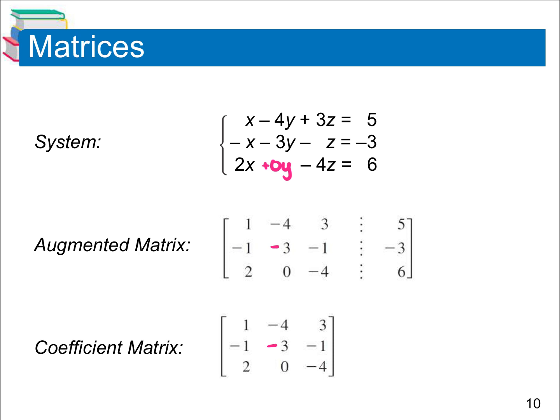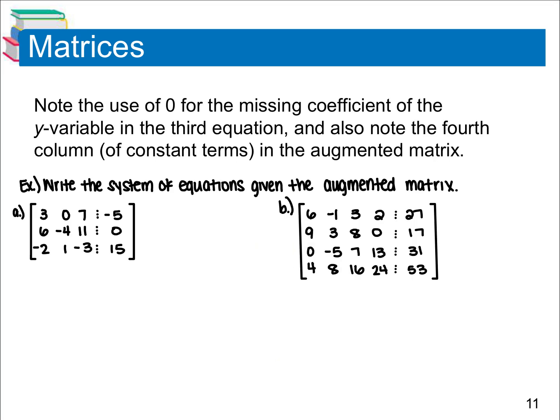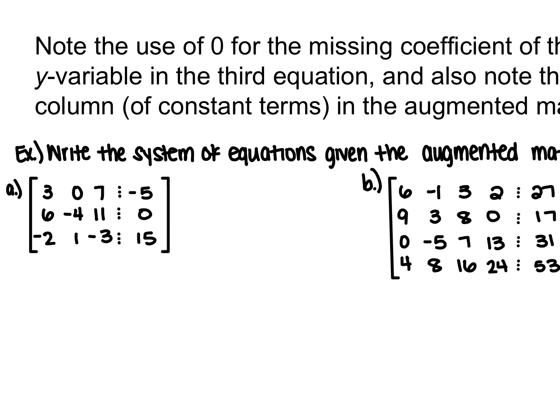If we look at some examples, we're going to write the system of equations given the augmented matrix. So, for example A, we have 3, 0, 7 with an answer of negative 5, then 6, negative 4, 11 with an answer of 0, and negative 2, 1, negative 3 with the answer of 5. So this will be your x column that goes first, then your y column, then z. Anything to the right of those 3 dots are your answers.